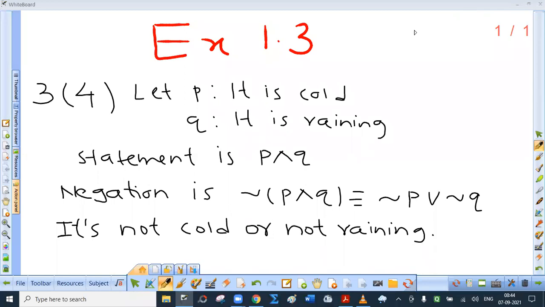Now exercise 1.3, as I said, third question: write the negations of the following statements. It is cold and raining. Let P be the statement, it is cold. Actually, I should have written, therefore not P, it is not cold. Let Q be the statement, it is raining. So not Q, it is not raining. Now the given statement is P and Q. So what is its negation? Not (P and Q) is not P or not Q. So it is not cold, or it is not raining, or just say or not raining.